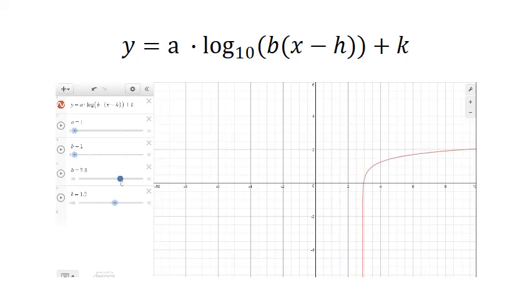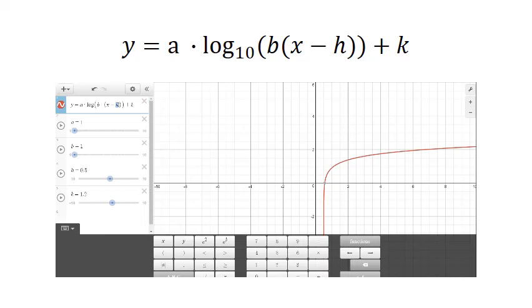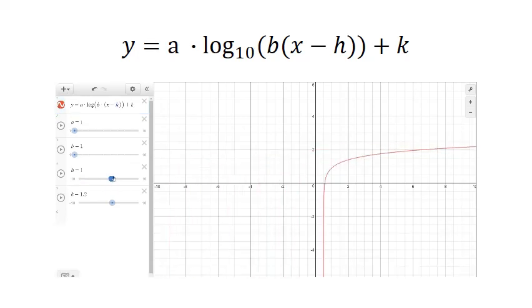The h value looks like it's moving the graph left or right. And if you notice, h is directly affecting our x value, so we have to call it a horizontal change. So it's a horizontal translation of the graph, either left or right, when we're looking at the h value.